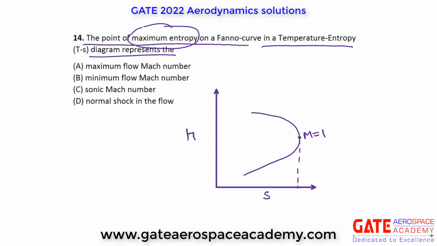They are asking on the T-s diagram, so enthalpy is nothing but h is equal to Cp into T. Cp is constant, so it is the same on the T-s diagram also, right. So maximum entropy on the Fano curve in the T-s diagram represents sonic Mach number. So option C, right. This was a straightforward 1 mark question. Even if you just remember the table drawn in the class, you can still do this.